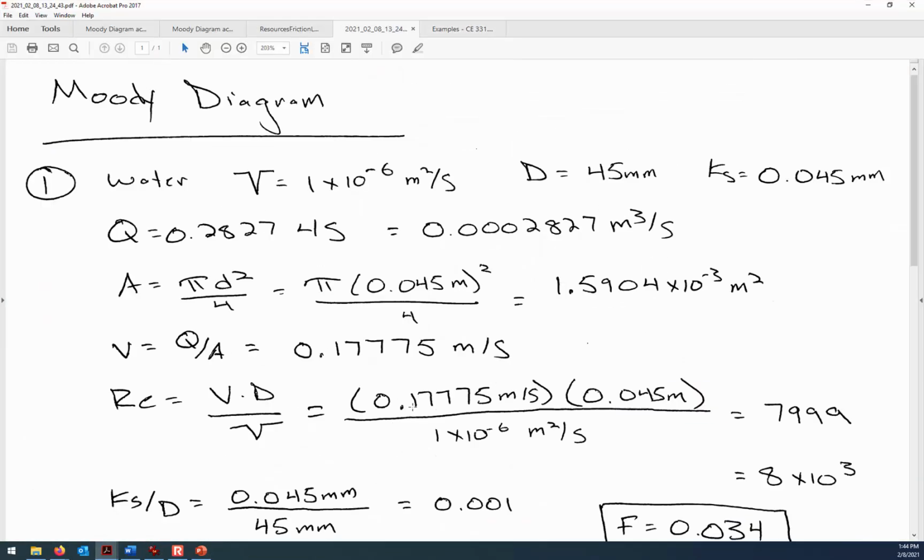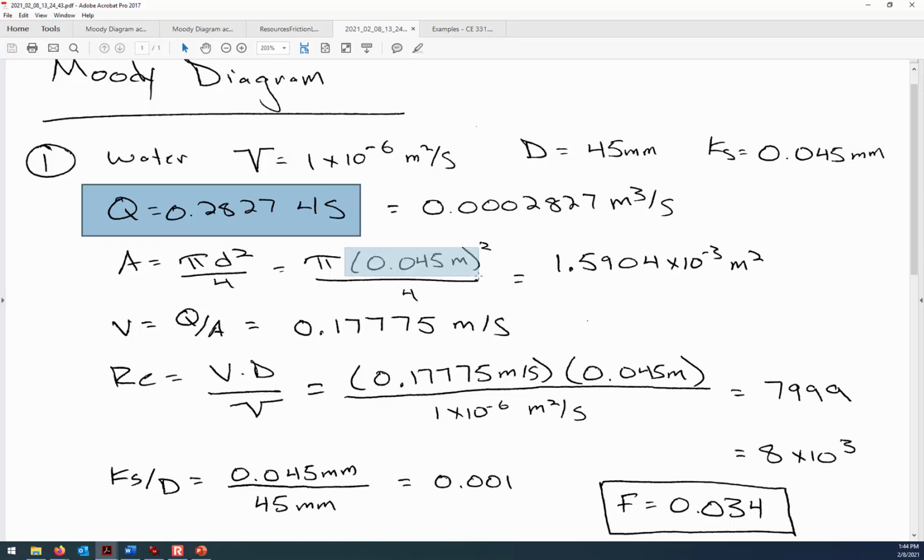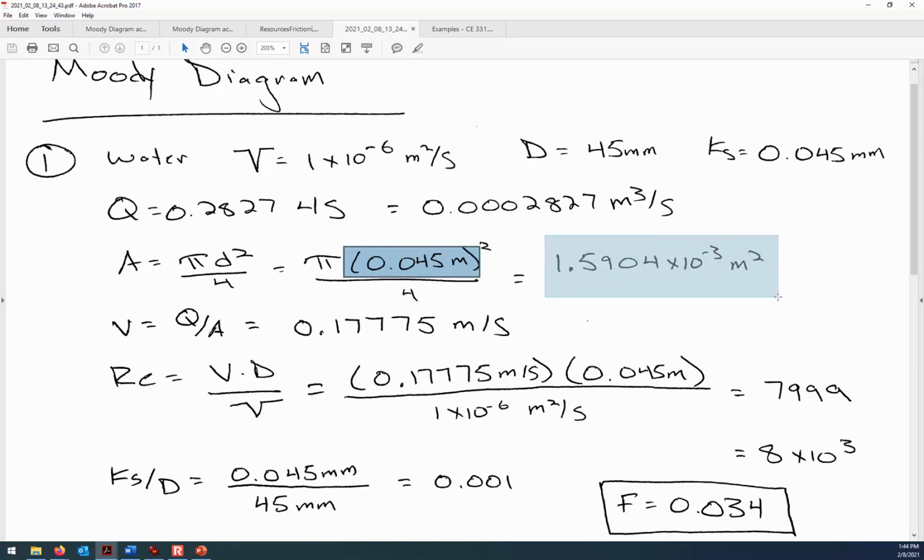All right. So this is water with a given typical kinematic viscosity, and we know the diameter, the equivalent sand roughness, the flow rate in liters per second. We have to be cautious and be sure to convert that into cubic meters per second. The area comes from the given diameter, and although the diameter is in millimeters, we need it in meters to get the area in square meters. And so the velocity is 0.177 meters per second, which means the Reynolds number is about 8,000. So 8 times 10 to the third.